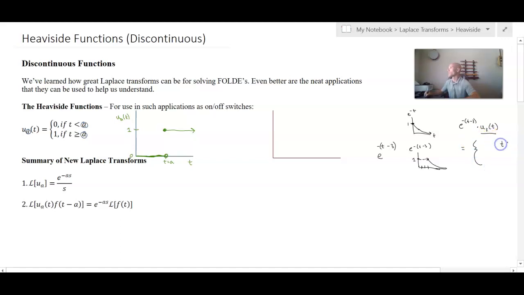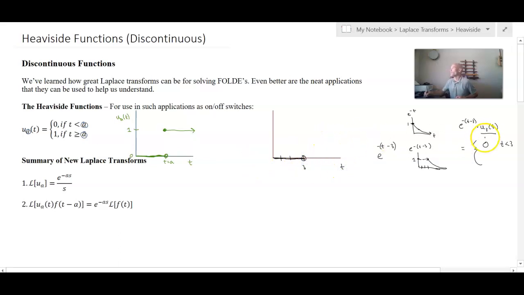If time is less than 3, then u will take on the value of 0. So it will be e to the negative (t minus 3) times a 0. Well, you can imagine that what that's going to do is zero out that entire quantity. So basically, before time 3, nothing is happening. The signal that we have, 1, 2, 3, is just going to be a constant 0. There's nothing going on. Again, open circle here at time 3.